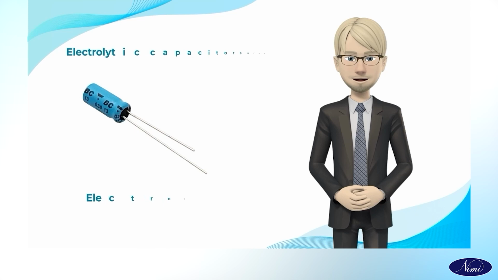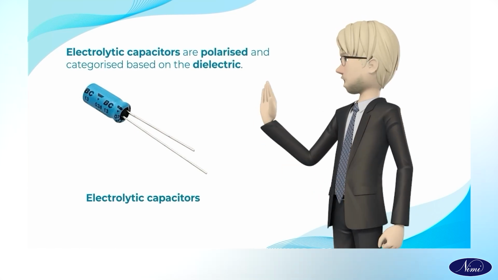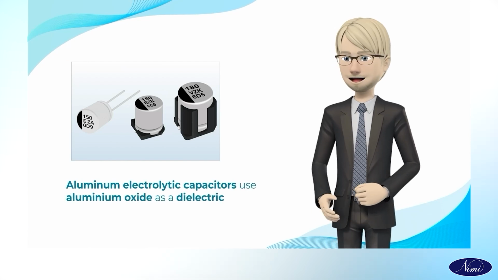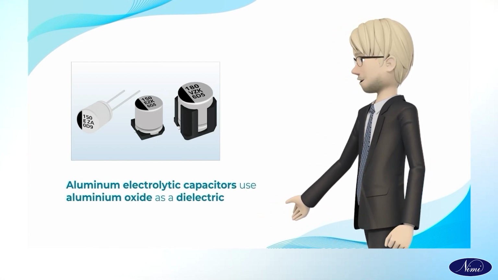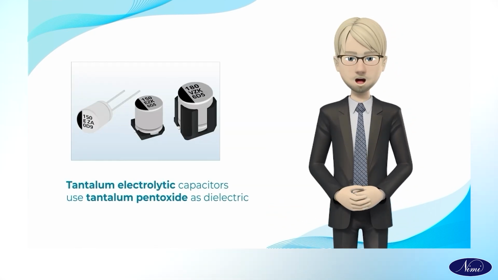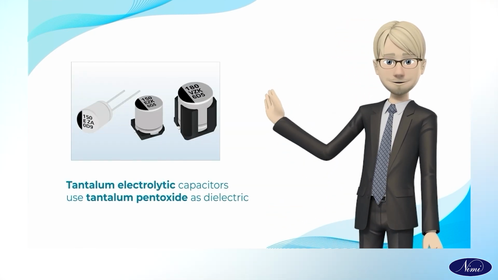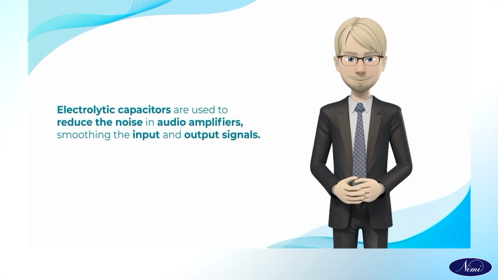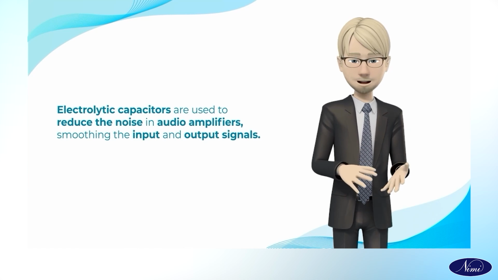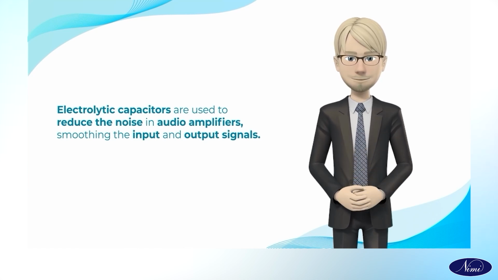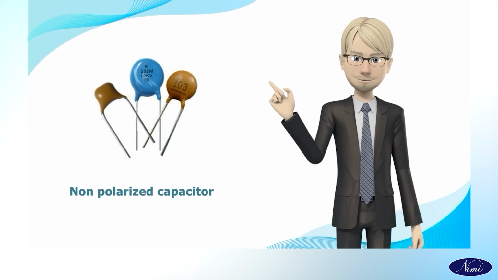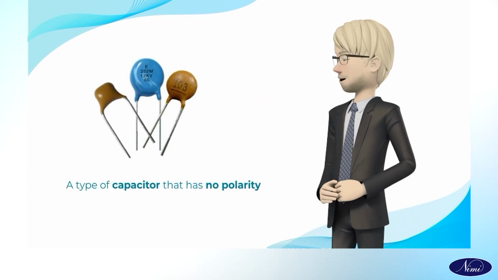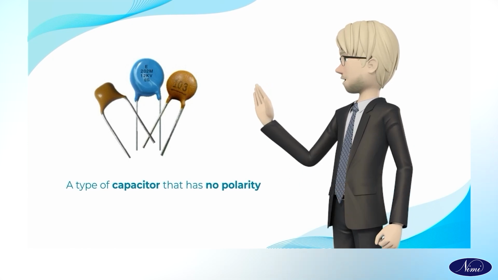Electrolytic capacitors. Electrolytic capacitors are polarized and categorized based on the dielectric. Aluminium electrolytic capacitors use aluminium oxide as a dielectric. Tantalum electrolytic capacitors use tantalum pentoxide as dielectric. Electrolytic capacitors are used to reduce the noise in audio amplifiers, smoothing their input and output signals. A non-polarized capacitor is the type of capacitor that has no polarity and can be connected either way in a circuit.